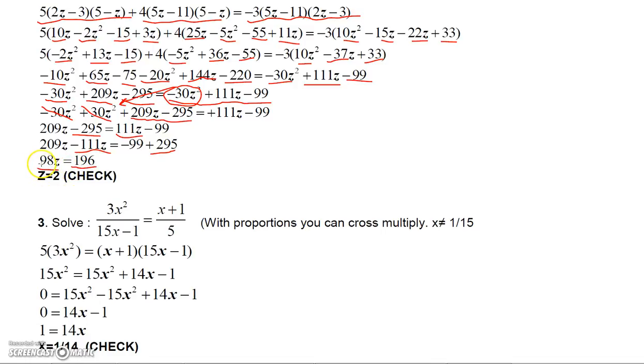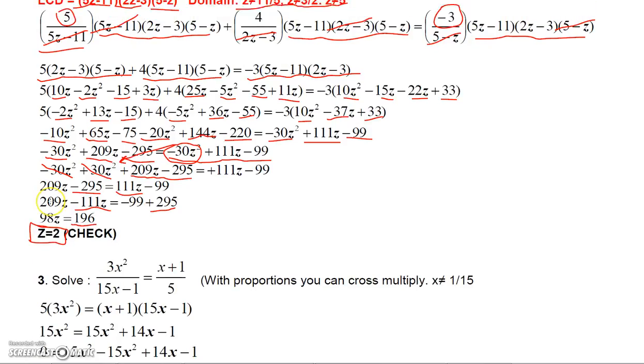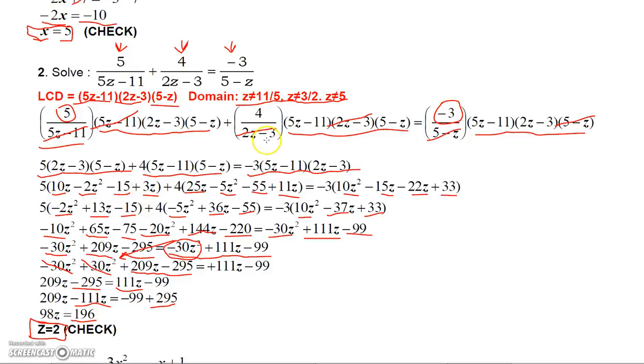And then just divide both sides by 98, and guess what I get? Z equals 2. Seems like a lot of work for such a simple answer, doesn't it? Anyway, check it. Let's make sure 2 was not any of the numbers that are outside of my domain. So these were the numbers outside of my domain, and none of those numbers are 2, so I have a legitimate answer.